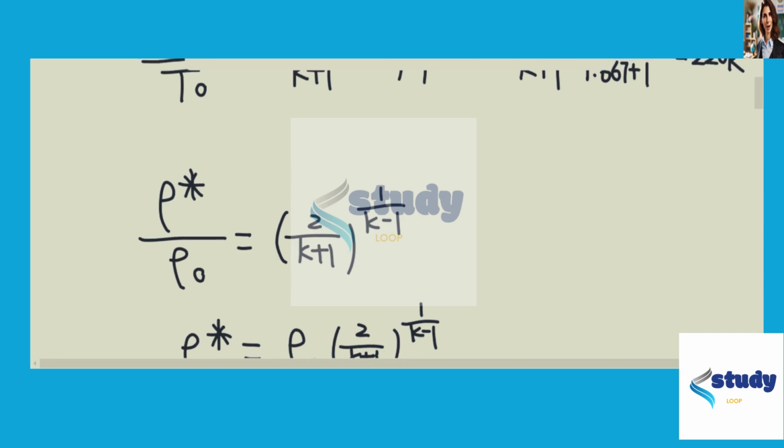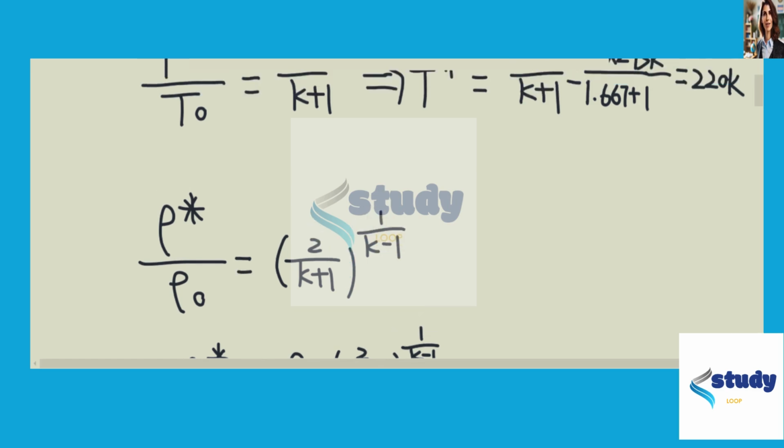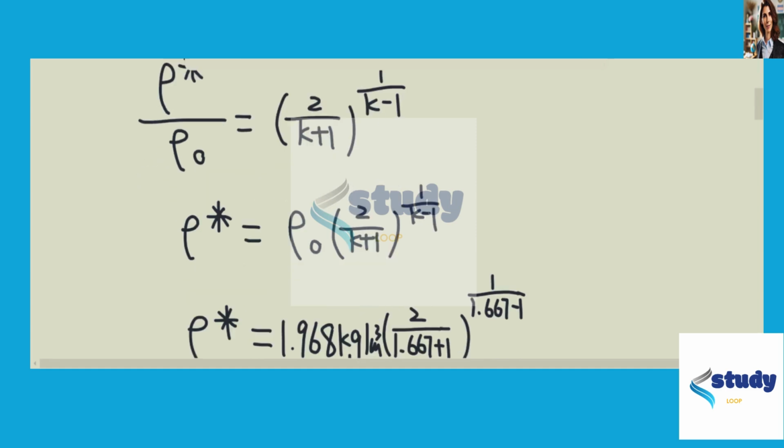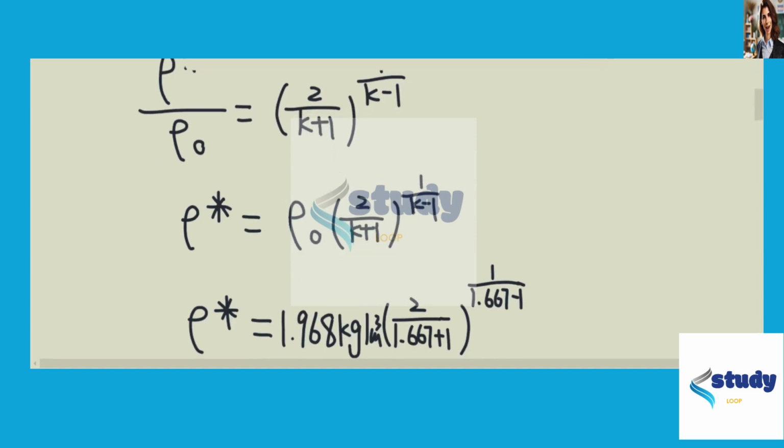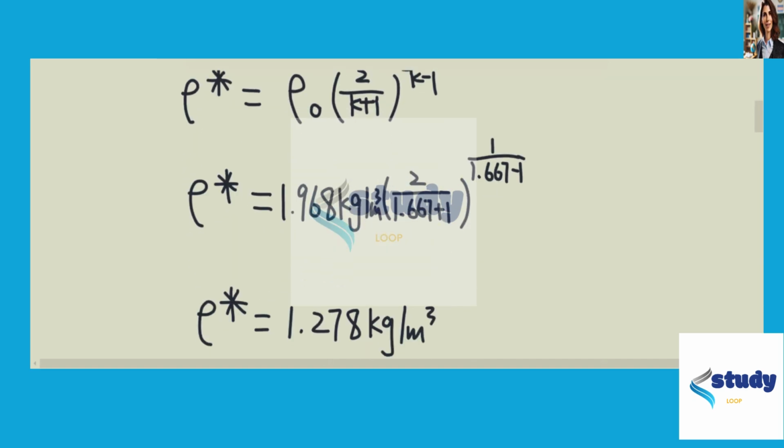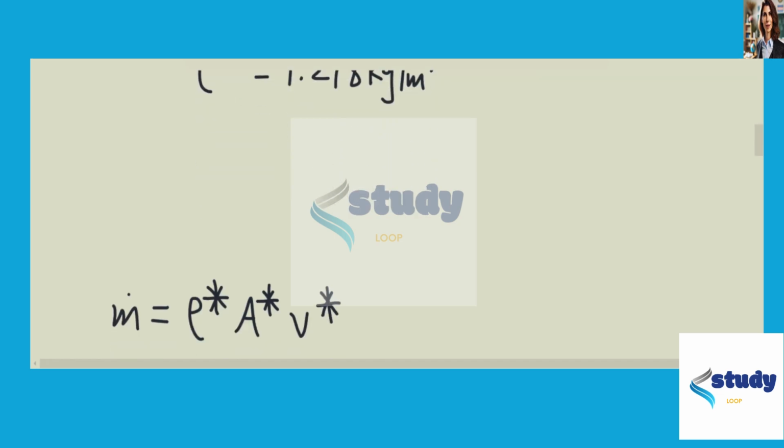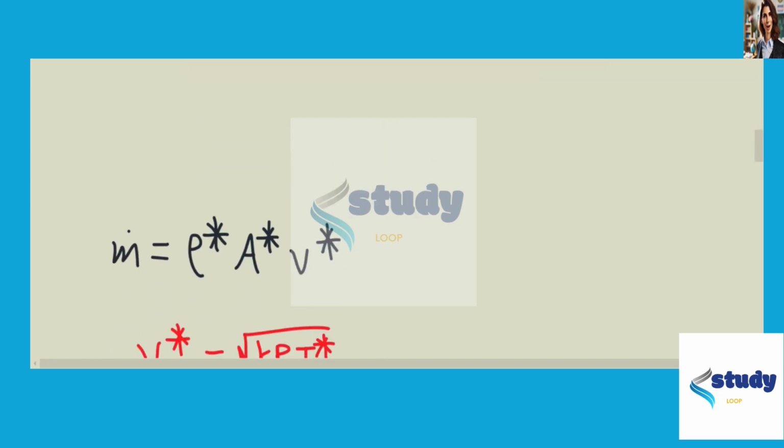And the critical density over rho 0 is equal to 2 over K plus 1 to the power of 1 over K minus 1. And we know the specific heat ratio for the argon gas is 1.67. So eventually we'll have the critical density, or the density at the throat, is equal to 1.278 kilogram per meter cube.